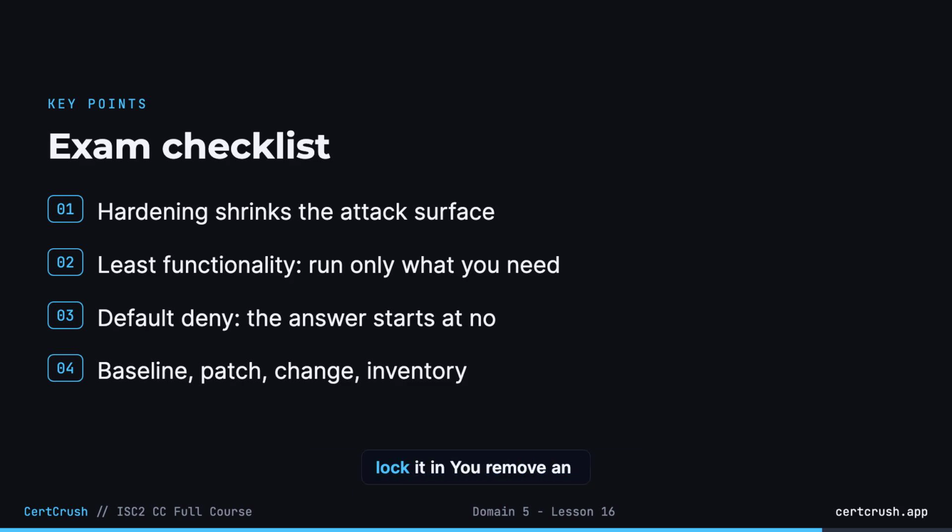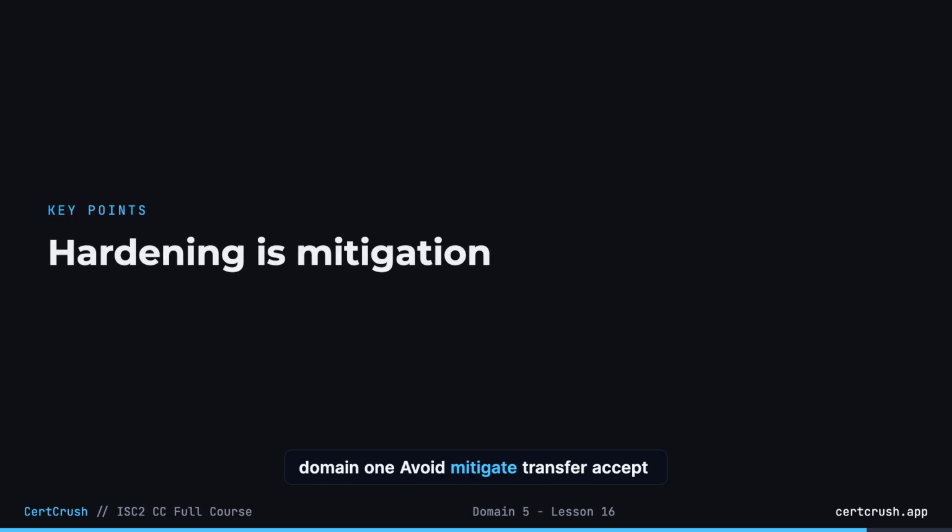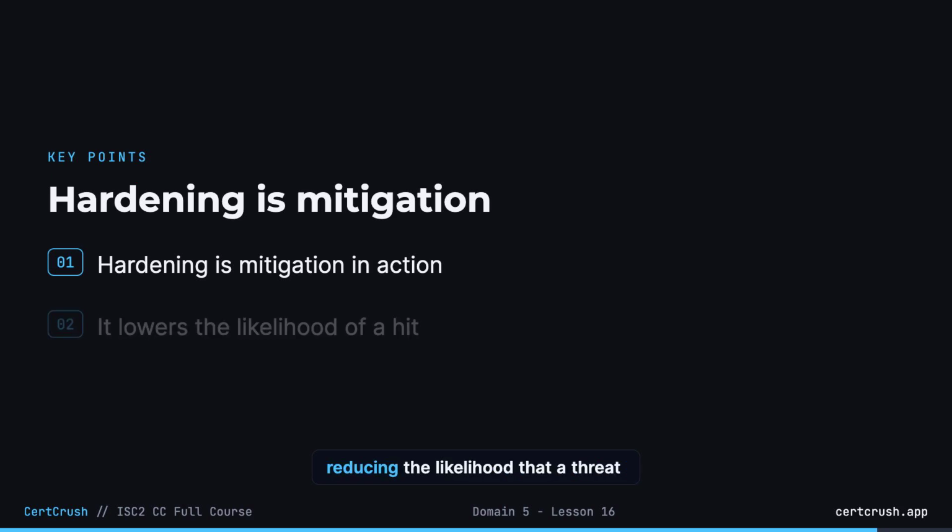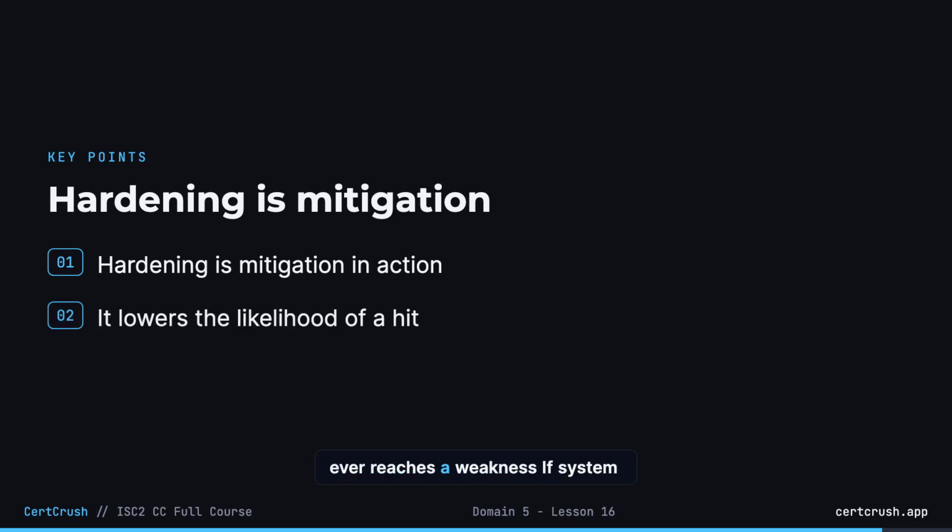One quick question to lock it in. You remove an unneeded service from a server to cut down the ways in. What is the exam word for what you just made smaller? Say it out loud. The attack surface. Removing the service is the hardening step, and a smaller attack surface is the prize. And remember AMTA from Domain 1? Avoid, mitigate, transfer, accept. Hardening is mitigation in action. You are reducing the likelihood that a threat ever reaches a weakness.